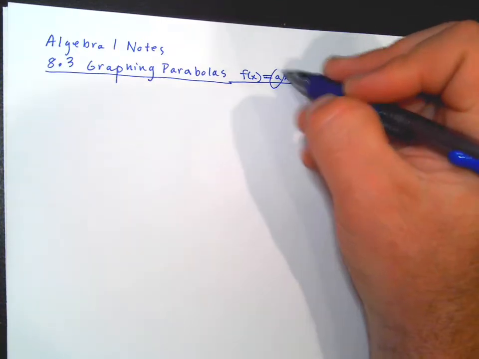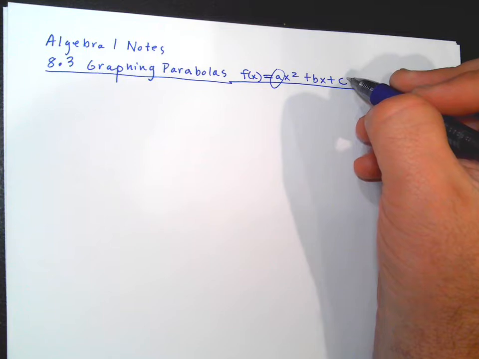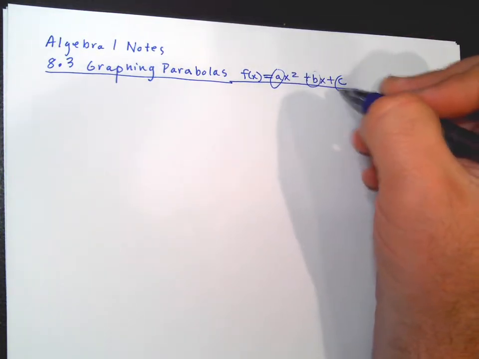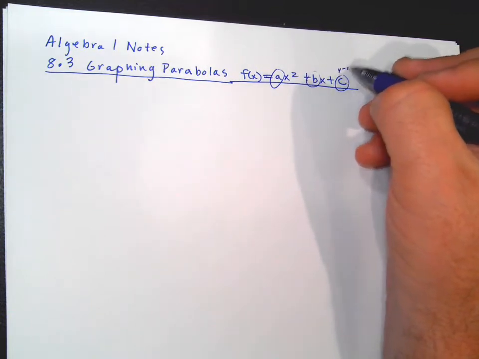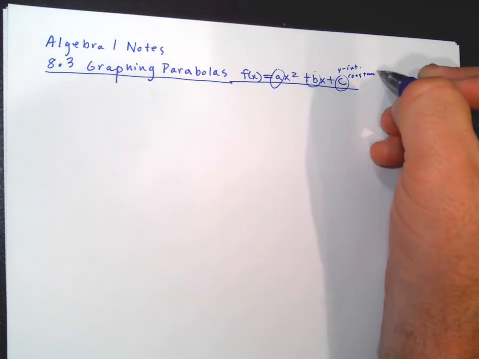So this is the a value that we talked about in the first lesson. And this is the b value. You're not going to actually see these letters a, b, and c. They're going to be numbers. And this is going to be the y-intercept or the constant. So we'll talk about all this.